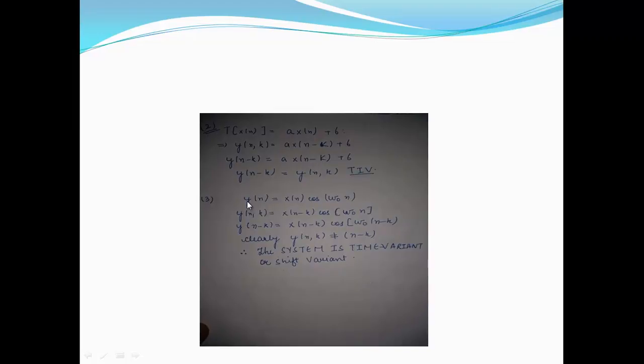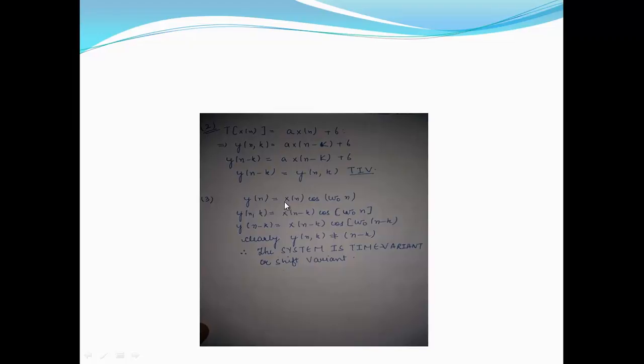Okay, now another example: y(n) = x(n) cos(ωn). So first again, delay your input signal by k units. You will get x(n−k) cos(ωn). You have to delay your input signal by k units, so you only delay x(n). You can't delay cos(ωn), because you are delaying only your x(n).